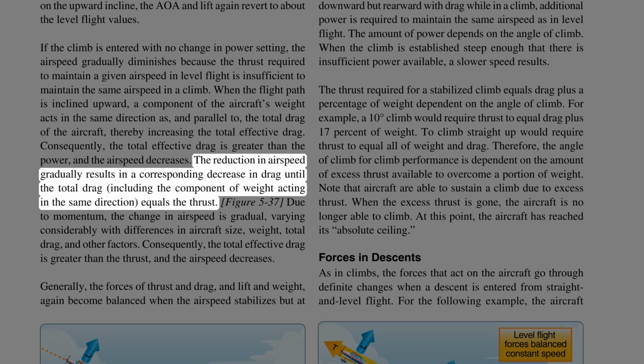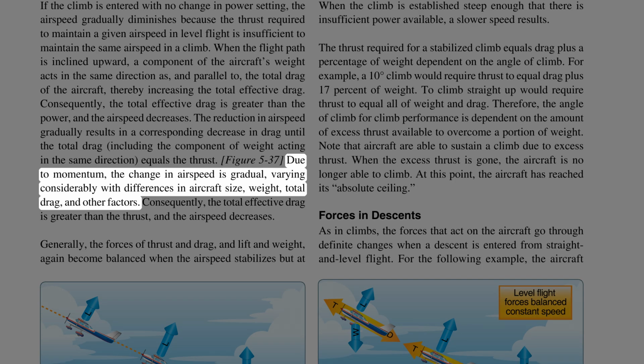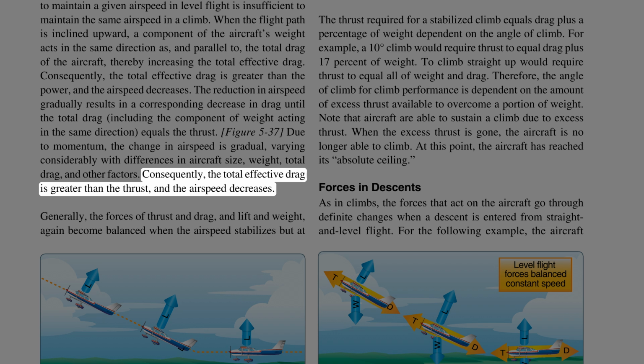The reduction in airspeed gradually results in a corresponding decrease in drag until the total drag, including the component of weight acting in the same direction, equals the thrust. Due to momentum, the change in airspeed is gradual, varying considerably with differences in aircraft size, weight, total drag, and other factors. Consequently, the total effective drag is greater than the thrust, and the airspeed decreases.